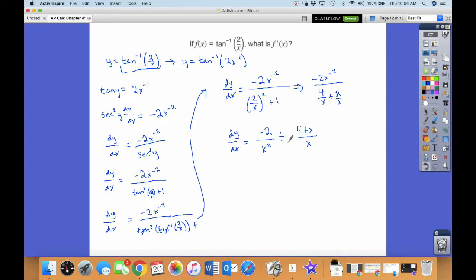Now we have to remember that division is the reciprocal of multiplication. So negative 2 over x squared times x over x plus 4. So now that gives us negative 2x over x squared, x plus 4. I can cancel out the x here, the x here. So that's going to give us negative 2 over x squared plus 4.